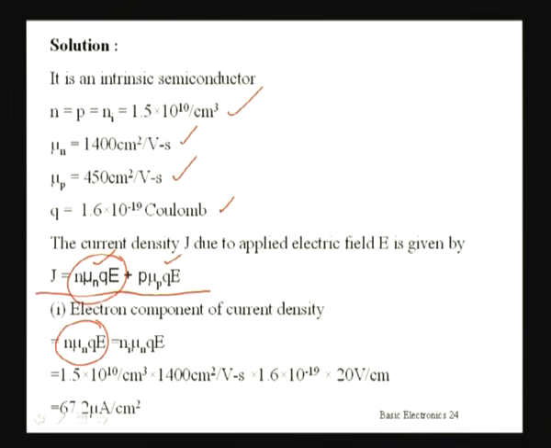E is 20 volt per cm. Each of these is substituted by the given values, and then we get this equation. Finally the answer comes to 67.2 microampere per cm square, that is the electron component of the current density. This current density is due to the electrons.